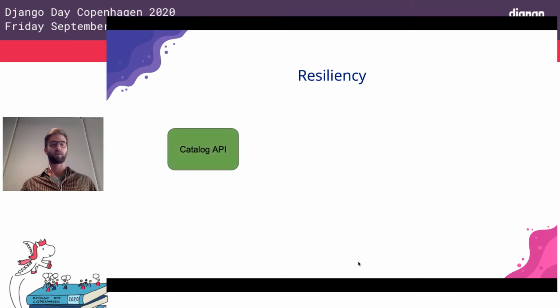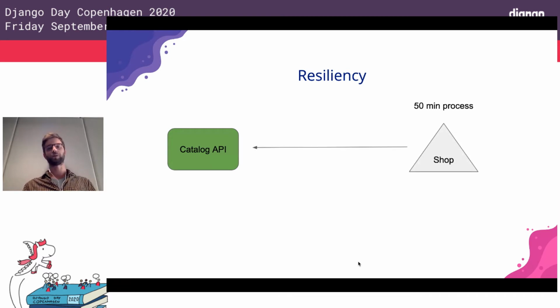So before, with our catalog, we had a process that ran about 50 minutes. What this would do is that the 50-minute process would import all the products to the shop. Now, what happens if at 49 minutes you have a timeout error and your entire process needs to be restarted? Well, you have to restart the entire 50-minute process, and you've just wasted about an hour and a half of time.